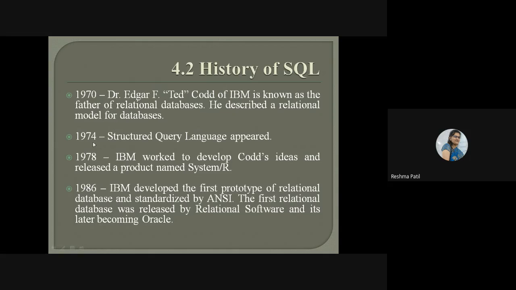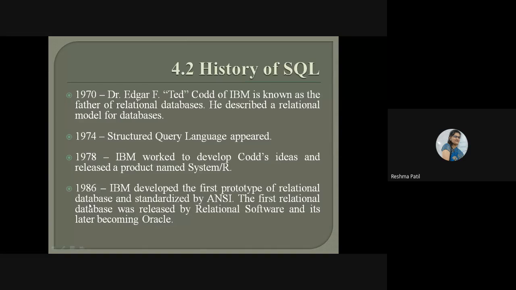In 1974, Structured Query Language appeared. Here the relational model had appeared, and now Structured Query Language appeared. In 1978, IBM worked to develop Codd's ideas. Whatever ideas he had created, IBM worked on those ideas and released a product named System R. After working on Codd's ideas in 1978, IBM released one product, named System R.